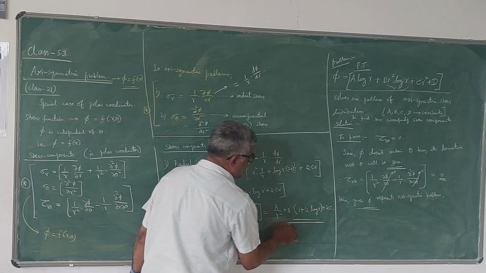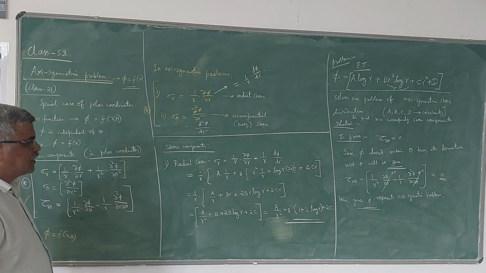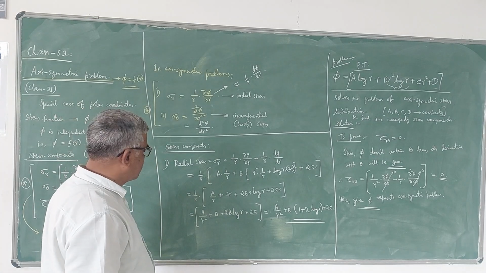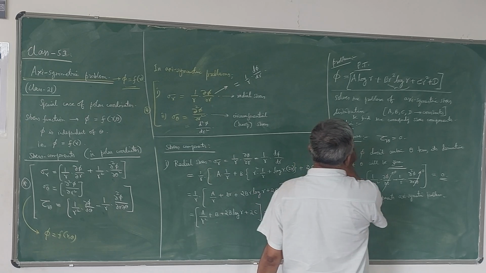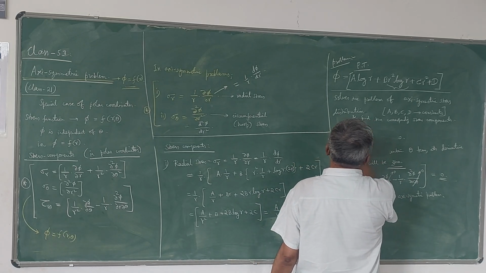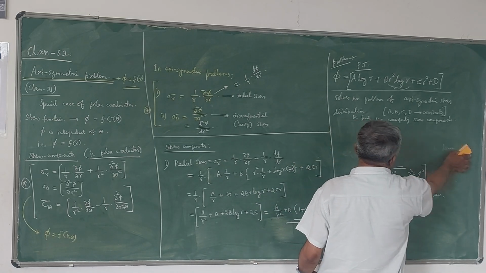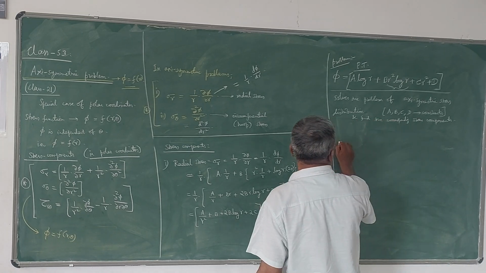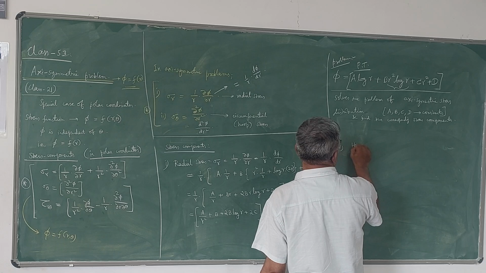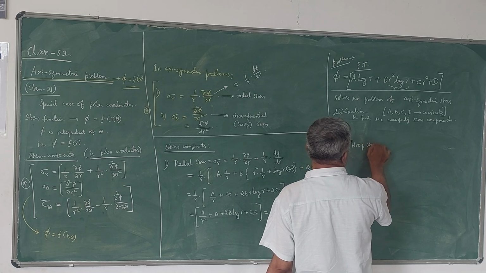So this is the radial stress component. Coming to shear stress, that is hoop stress or the tangential stress, hoop stress or circumferential stress. So second is hoop stress or circumferential stress, sigma theta.